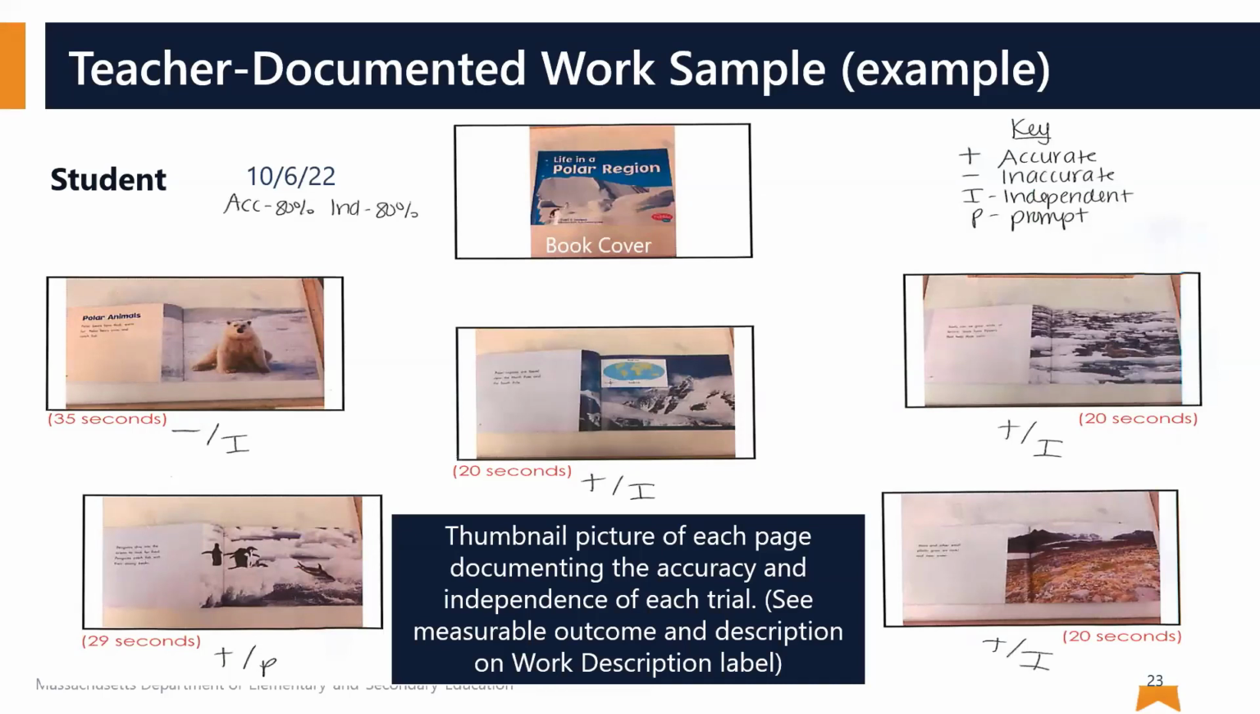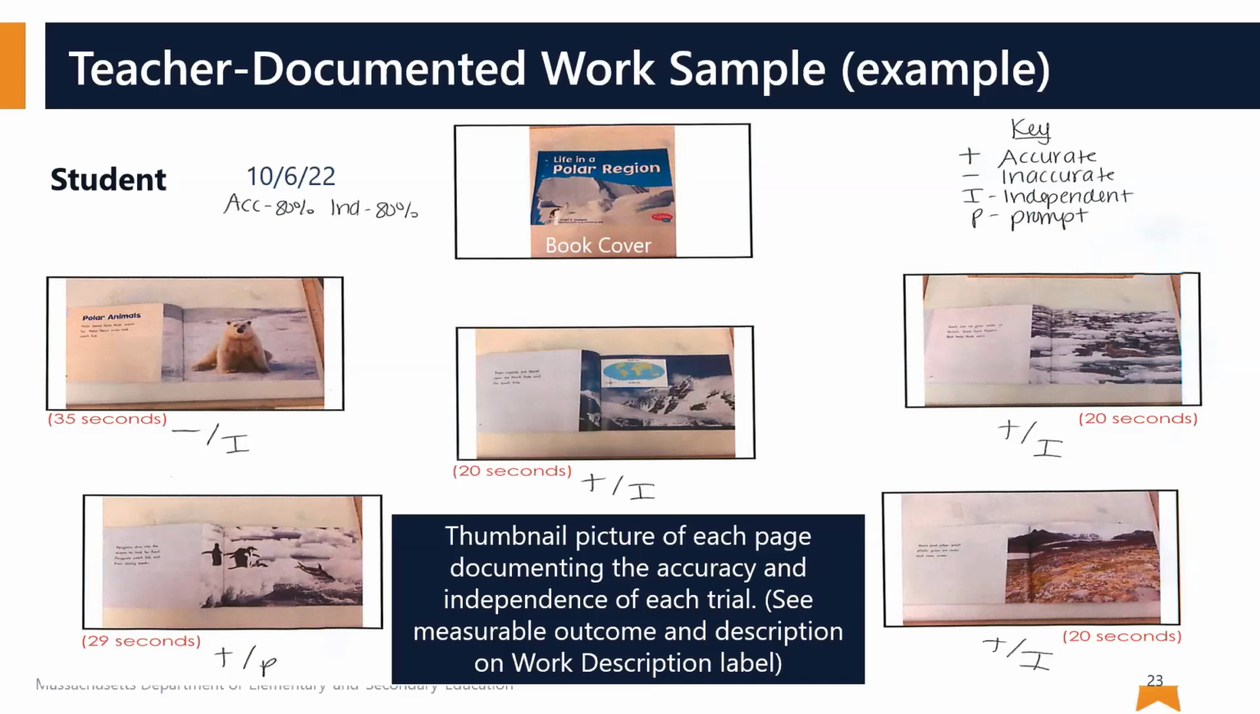Is this what you expected to see? Is it clear how the student responded? So this is thumbnails of each page of the book. And on it, you can see that on the first page, after 35 seconds, the student was scored incorrect, but independently. On the second slide, within 20 seconds, they activated the switch, so they were marked correct and independent.